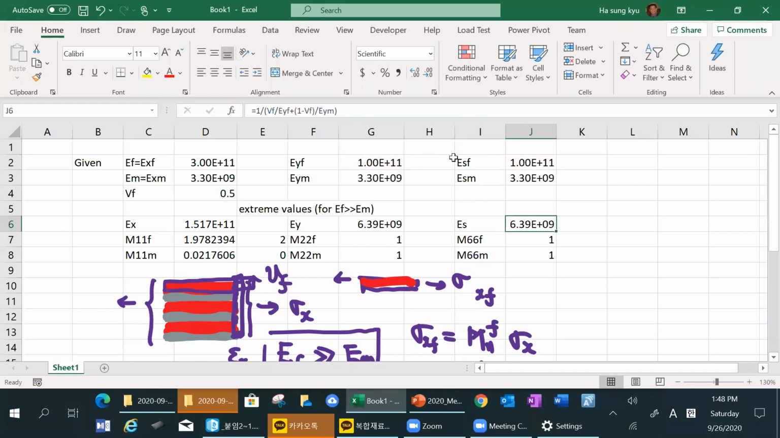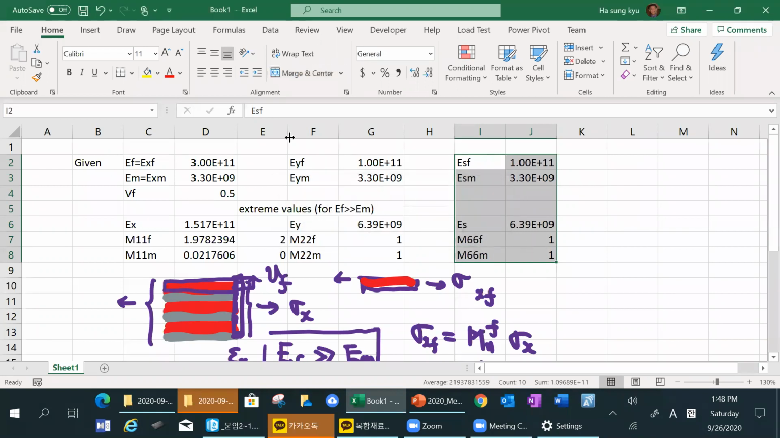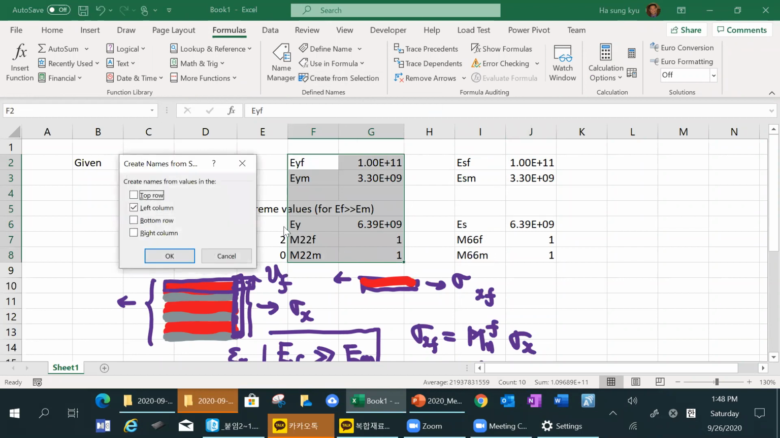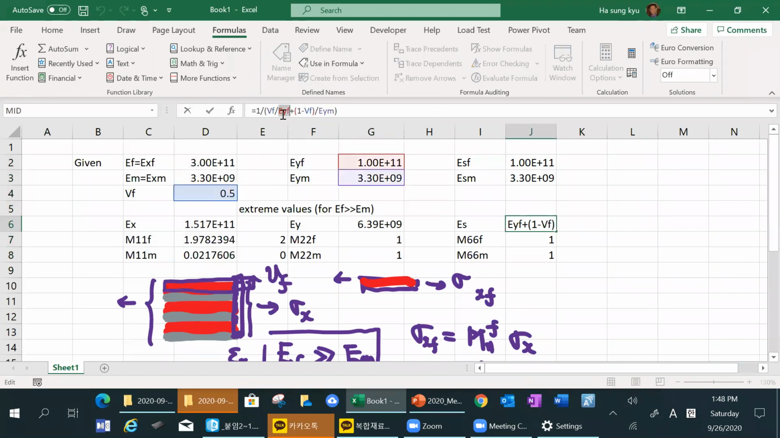Oops. Before that, let's give the name. Select and give a name from the left column. And by the way, we do the same thing here. So ESF will have this, and EYM will have this. And MFF, M6F and M will be 1, okay?